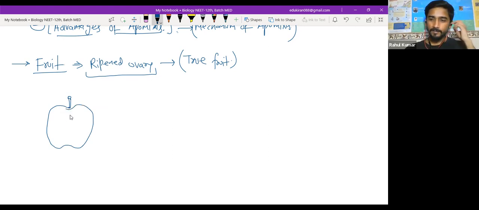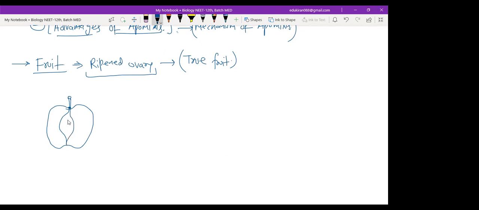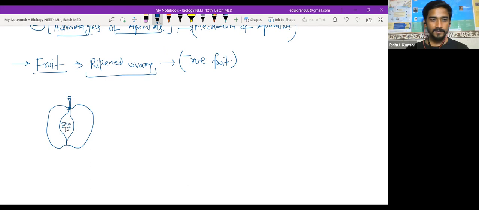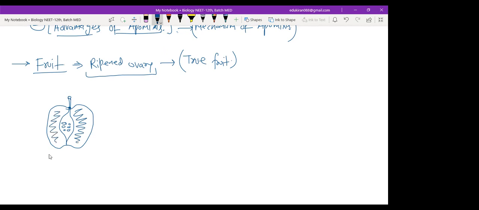You will see that when you must be cutting apples for guests who come home, you always remove this one part from the center, right? Because it contains seeds. And this part is very hard. You cannot chew it. It's not good to eat. We only eat this pulpy part, right?